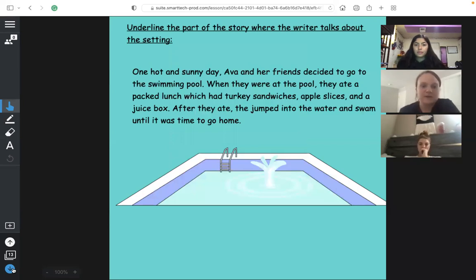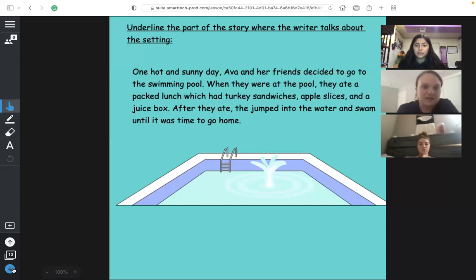Here's one that helps them identify different parts of their story. So underline the parts of the story where the writer talks about the setting. So this is just a super short little excerpt. One hot and sunny day, Ava and her friends decided to go to the swimming pool. When they were at the pool, they ate a packed lunch, which had turkey sandwiches, apple slices, and a juice box. After they ate, they jumped into the water and swam until it was time to go home.